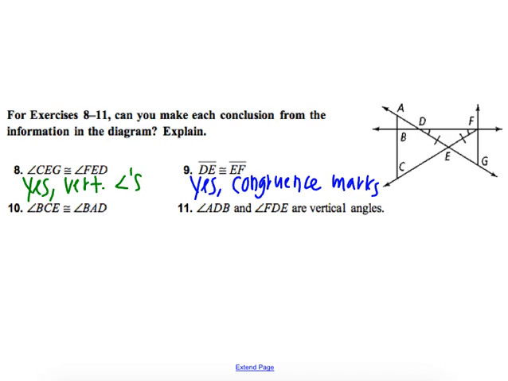Now we have angle BCE. BCE is right here. And angle BAD are congruent. Well, I know nothing about this angle here and that angle there. We don't know any properties for that, so we're going to say not enough information.